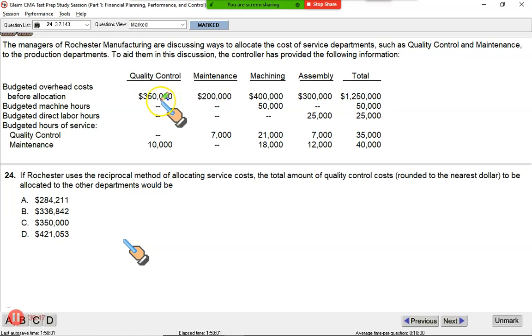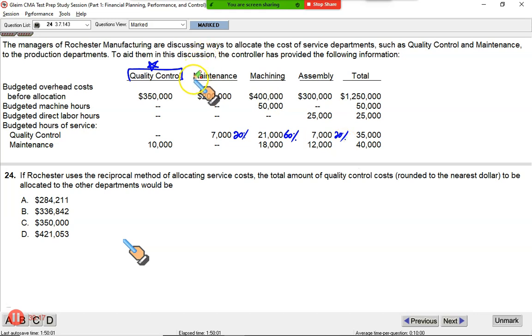First, you need to look at this. I'm going to give a blue color to quality control cost and see how quality control serves maintenance, machining, and assembly. Look at this. Quality control cost gives a total 35,000 hours, out of which 7,000 are given to maintenance, which is basically 20%. 20% is given to assembly, and 60% is given to machining. Which means if quality control serves, out of the 100 services, 20% service is given to maintenance, 60% to machining, and 20% to assembly.